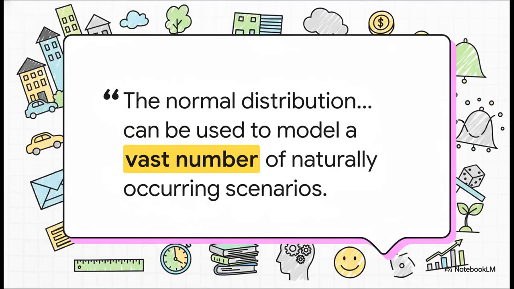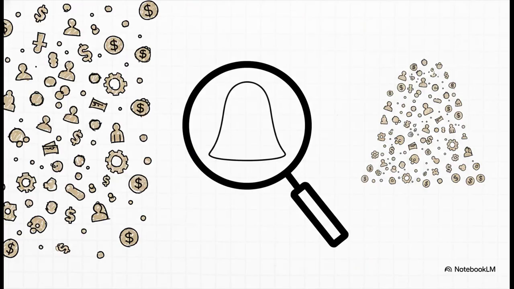And like one of our sources says so clearly, its power really lies in its ability to model a vast number of situations that just happen naturally out in the world. And really, that's the whole point. This one simple shape is like a special pair of glasses that helps us make sense of the world. It lets us understand why things vary, it lets us measure risk and make smart predictions, and most importantly, it helps us find order and patterns where it might otherwise just look like a bunch of random, chaotic data.